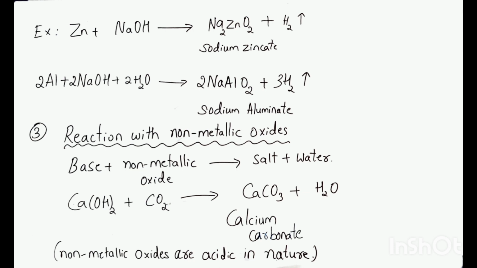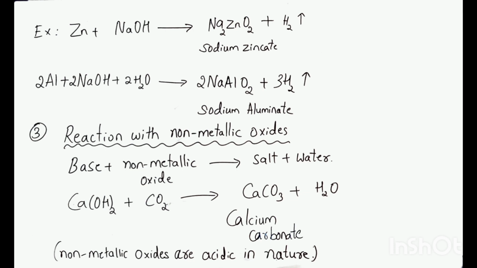Reaction with non-metallic oxides. Bases react with non-metallic oxide to form salt and water. See the example here. Calcium hydroxide is a base. It will react with carbon dioxide which is a non-metallic oxide to form salt, calcium carbonate and water. Yes guys, here this reaction is very similar to the neutralization reaction as there is formation of salt and water. So we can understand from this reaction that non-metallic oxide are acidic in nature because they will react with base to form salt and water.